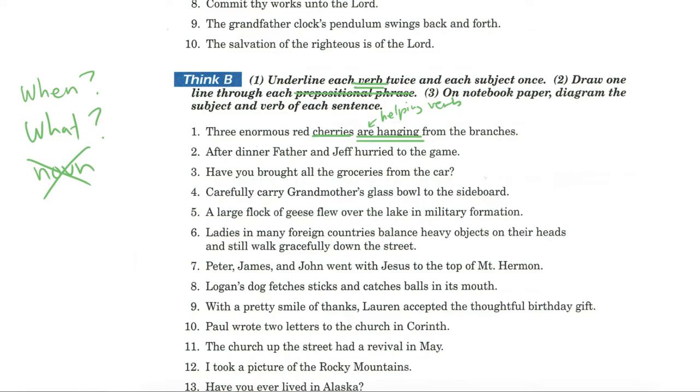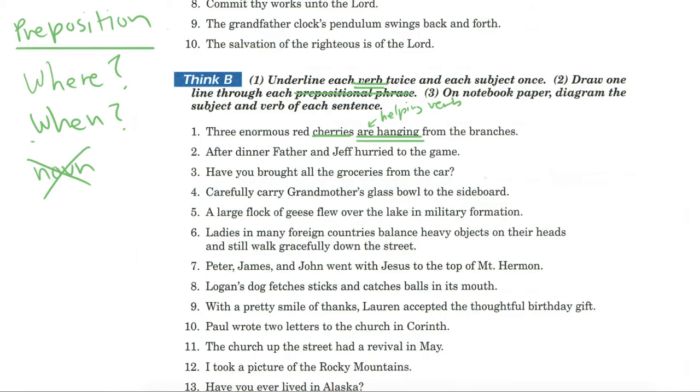So from is a preposition because it answers where. Sorry, not when and what. Sorry. It's where and when. Forgetting what the preposition is. Okay, where and when. Prepositions are words that answer where and when.